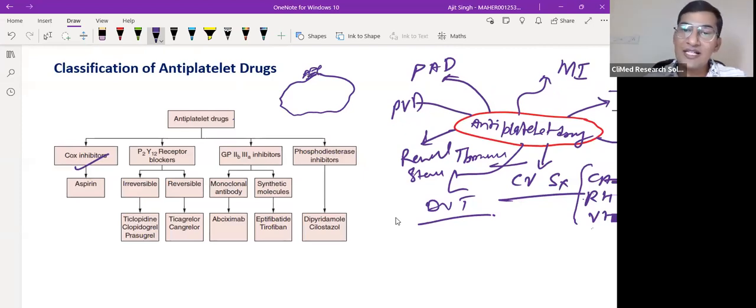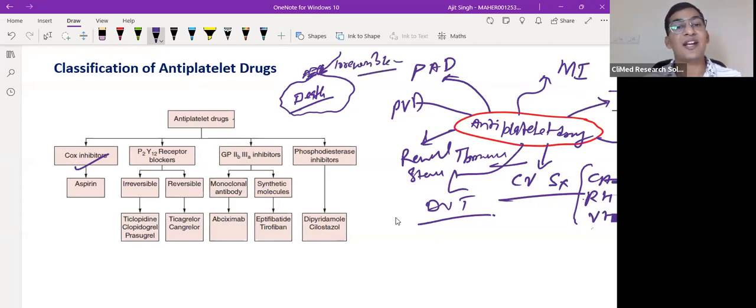So one drug is coming and binding here permanently, occupying this platelet permanently, so it cannot be occupied by the ADP or ATP released from the injured site. And this will end with the death of the platelet. So this is an irreversible mechanism.